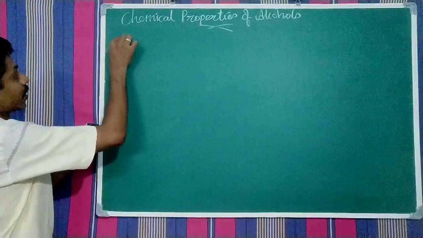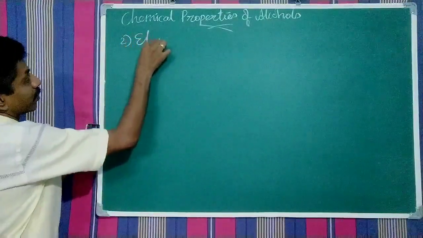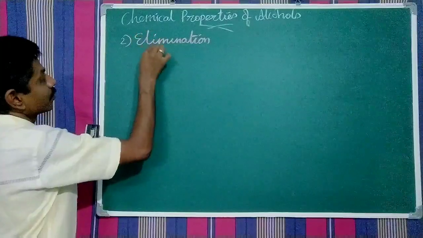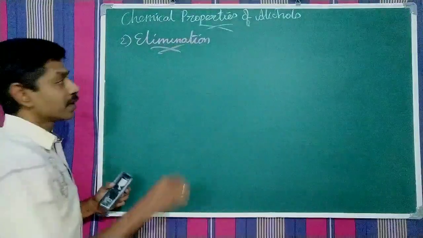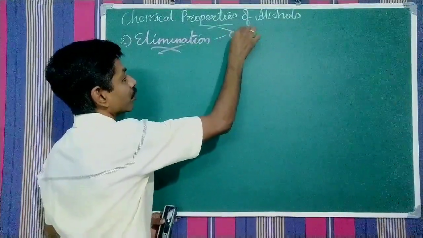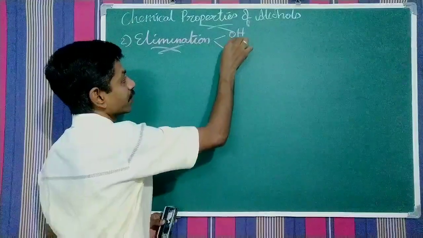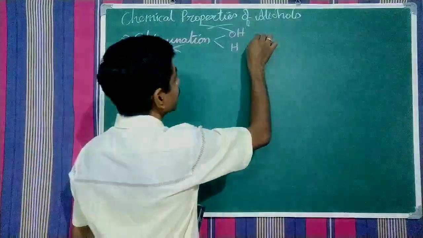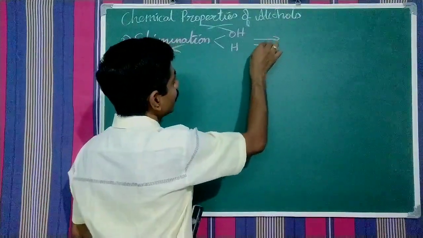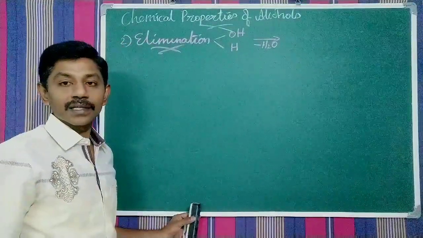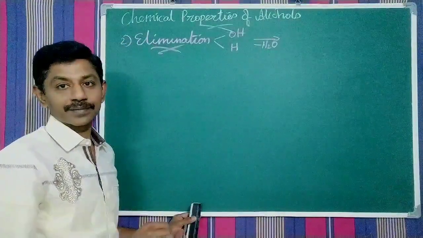So the second one we are going to talk about is elimination reaction. What is elimination? From one of the carbons we are going to remove the OH group, and from the neighboring carbon we are going to remove hydrogen. So literally speaking, we are going to remove H2O. That is removal of water, and we call that dehydration.